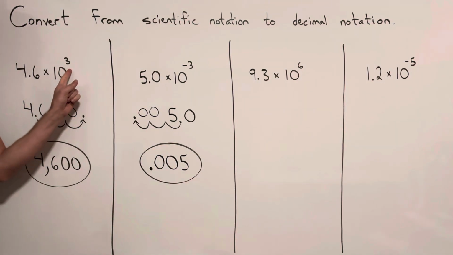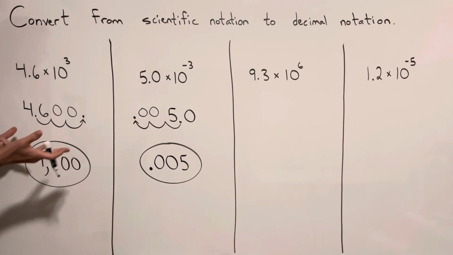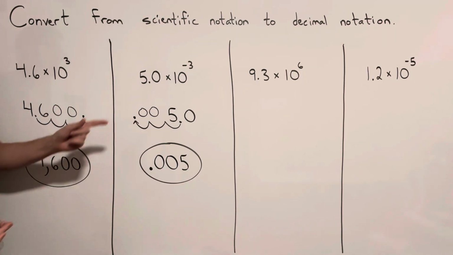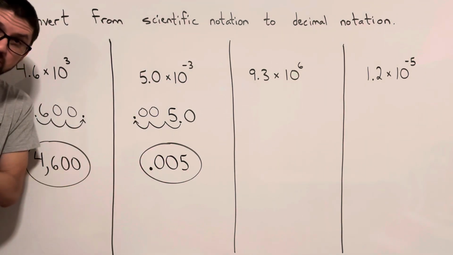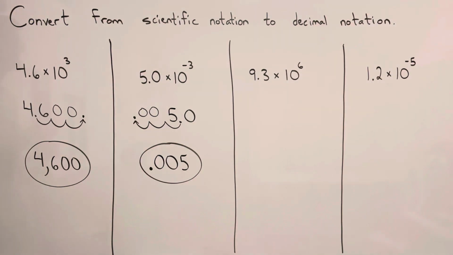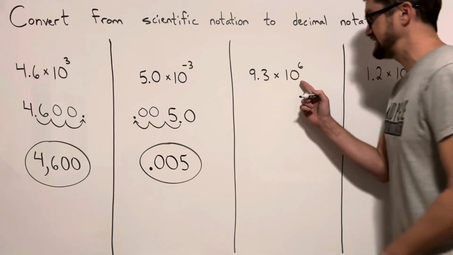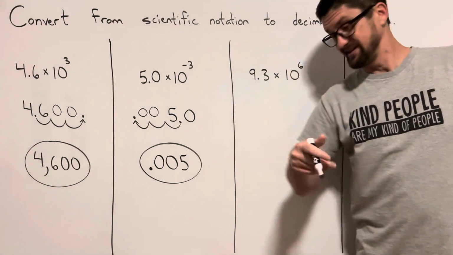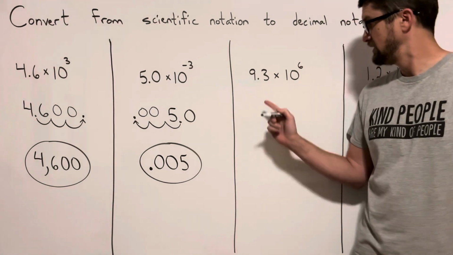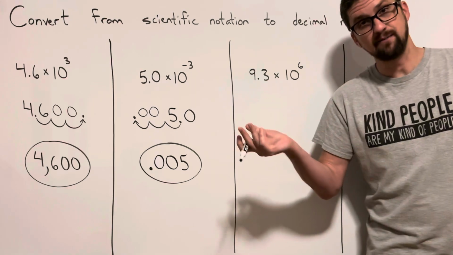So if you have an exponent on the 10 that's positive, you're going to create a number bigger than 1. And if you have an exponent on the 10 that's negative, you're going to create a number between 0 and 1. All right, let's look at the 9.3 times 10 to the 6. 10 to the 6 is 10 times 10 times 10 times 10 times 10 times 10. And that's going to be 1,000,000. So this is 9.3 times 1,000,000, which is 9.3 million.